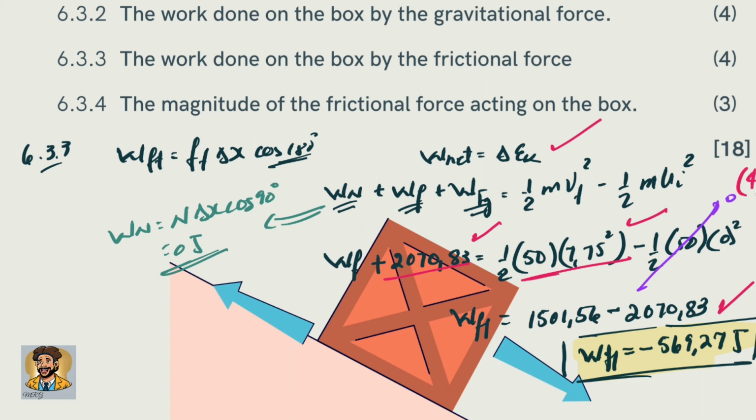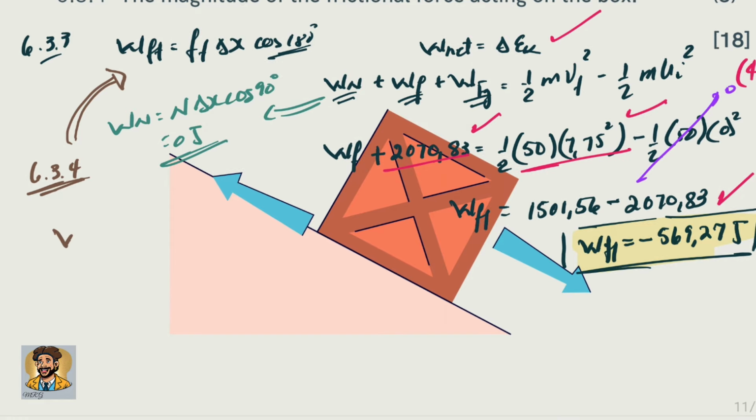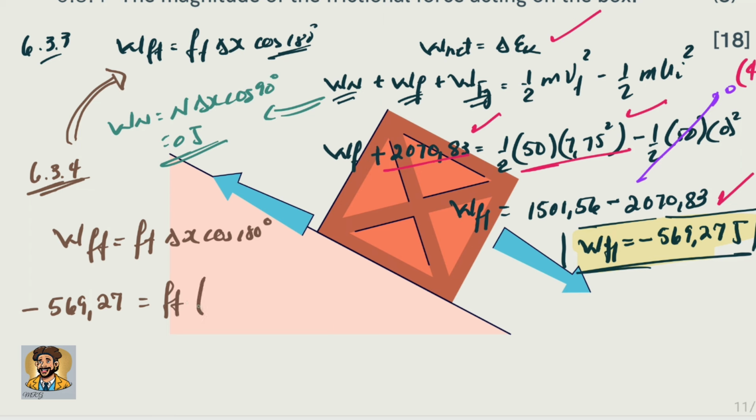Quite simple. And then the next question is question 6.3.4. Calculate the magnitude of the frictional force. Now we are going to use this formula because we do already have the work done by friction. So starting from the work done by frictional force is equal to frictional force multiplied by the displacement multiplied by the cosine of 180 degrees, and we have all the values. So we can substitute. This is negative 569.27. This is equal to friction, which is what we are looking for. The displacement is 10, and then this is cosine of 180 degrees.